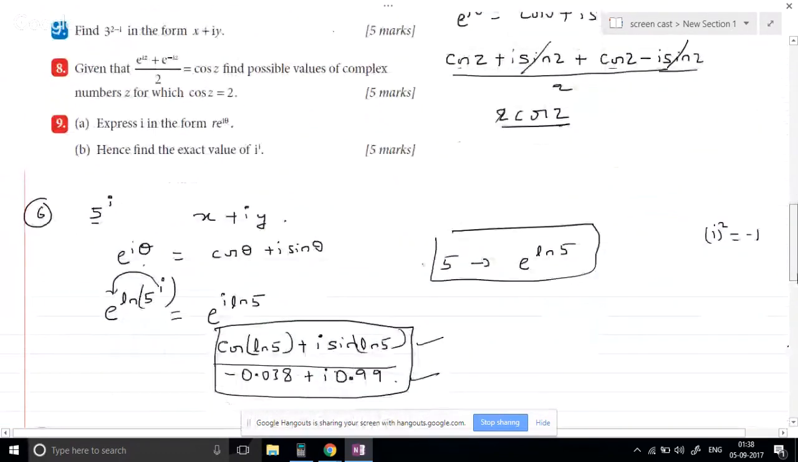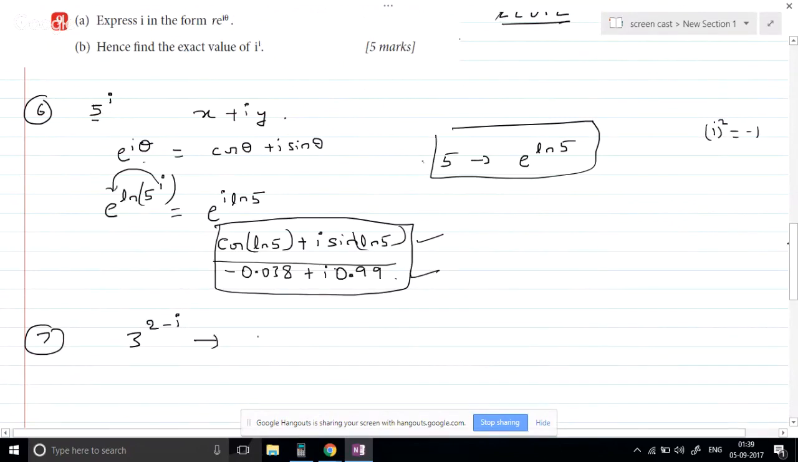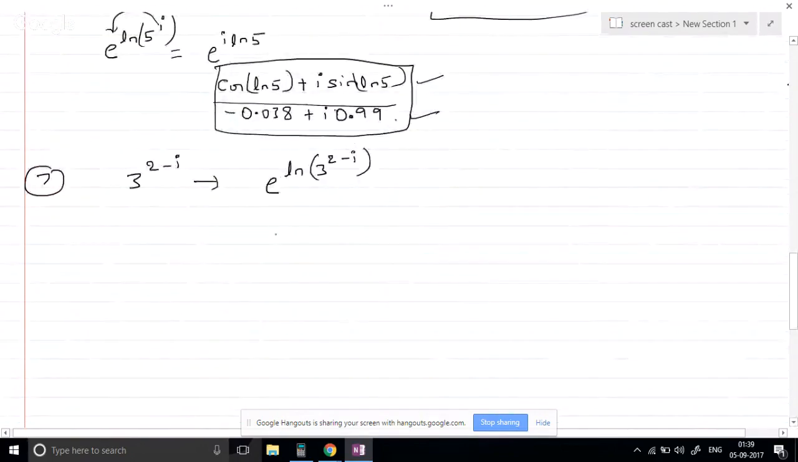Now you have 3 to the power 2 minus i. This is the same way how you write this. So again, you can write this as e to the power ln of 3 to the power 2 minus i. Now this can be written as e to the power ln 3 square minus 3 to the power i.